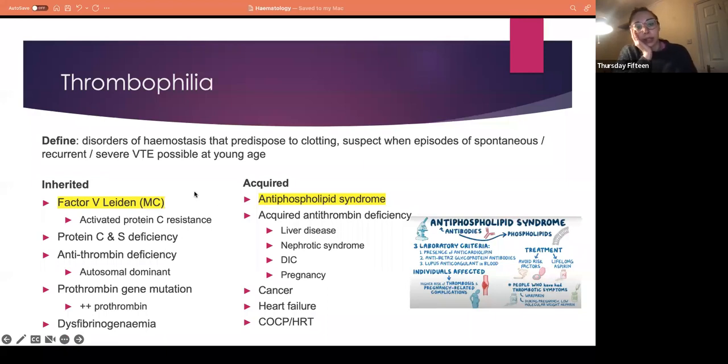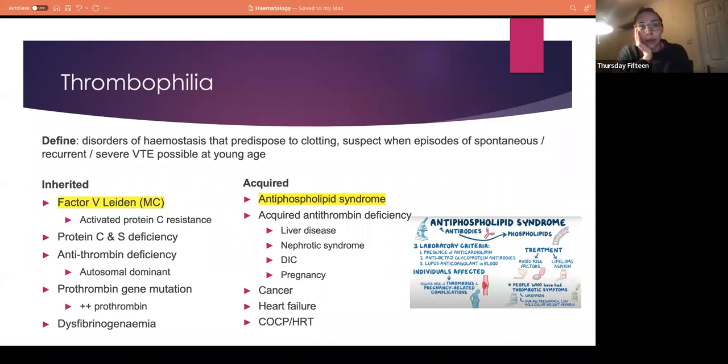And then acquired ones are things like antiphospholipid syndrome. So antiphospholipid syndrome is where you have autoantibodies in your blood, which essentially just makes your blood more coagulable. So those autoantibodies will bind to proteins in your phospholipid membrane and prevent the breakdown of clots, etc. It will predispose you to VTE and adverse pregnancy events. So women with recurrent miscarriages are often investigated for thrombophilia.